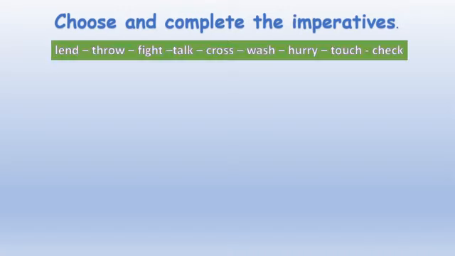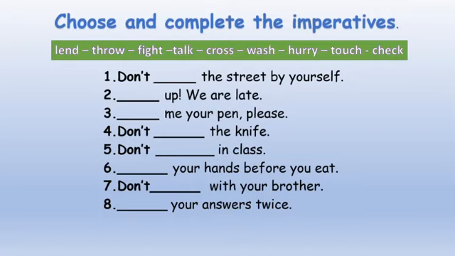Now, please, you have to complete this exercise too. We have choose and complete imperatives. You have a box with different verbs: lend, throw, fight, talk, cross, wash, hurry, touch, and check. And you have 8 sentences. The idea is you need to fill in the blanks with the right verb.